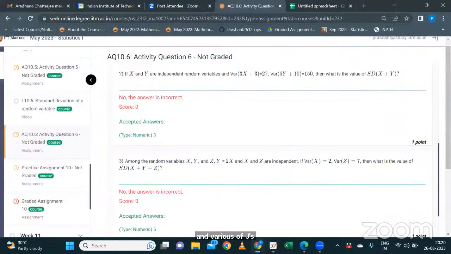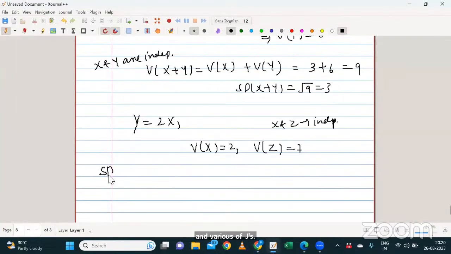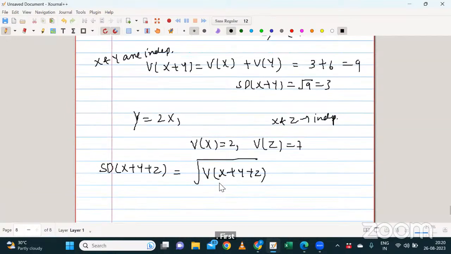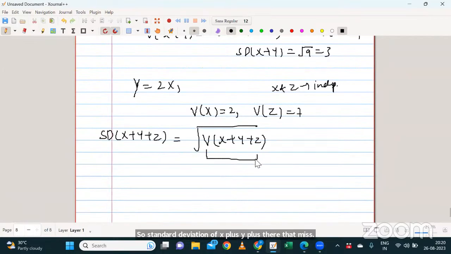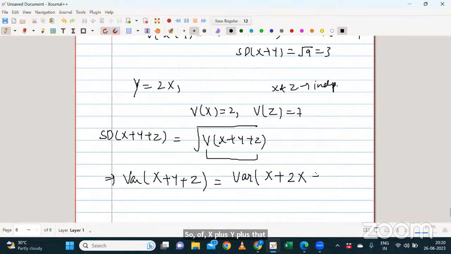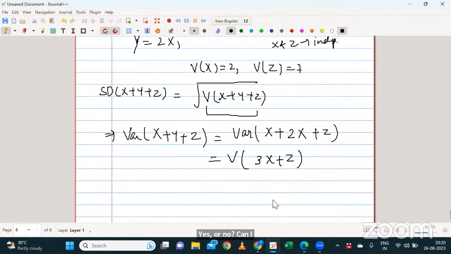The question asks for the standard deviation of x plus y plus z. So if I can find the variance of x plus y plus z, I will take the square root and get this value. Since y is 2x, I can replace it, so it becomes the variance of 3x plus g.